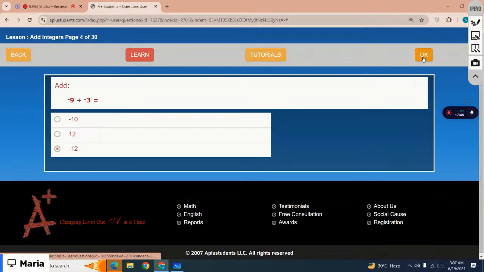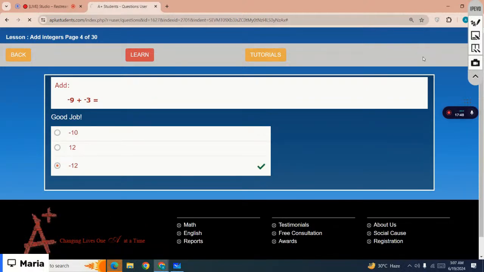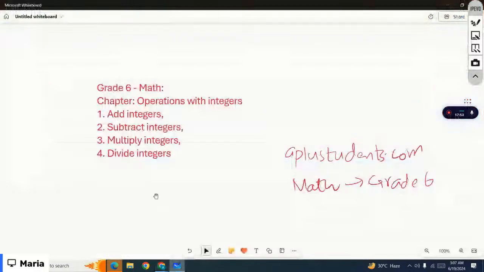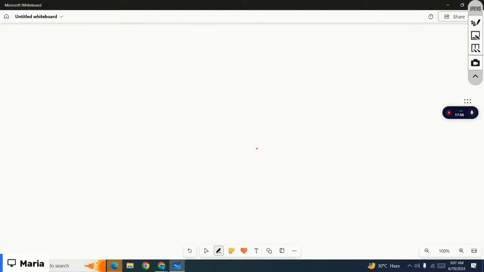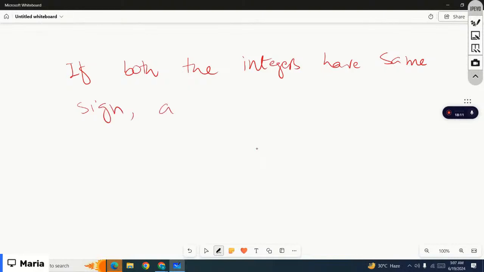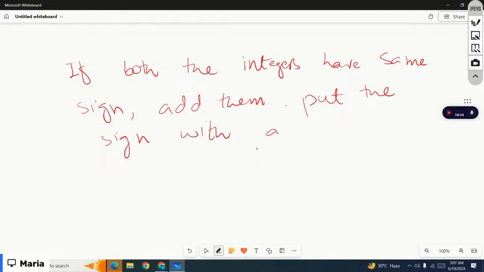Okay, let me sum up the rules you have to apply when adding integers. You can note down these rules. If both the integers have the same sign, add them and put the same sign as the numbers with the answer.